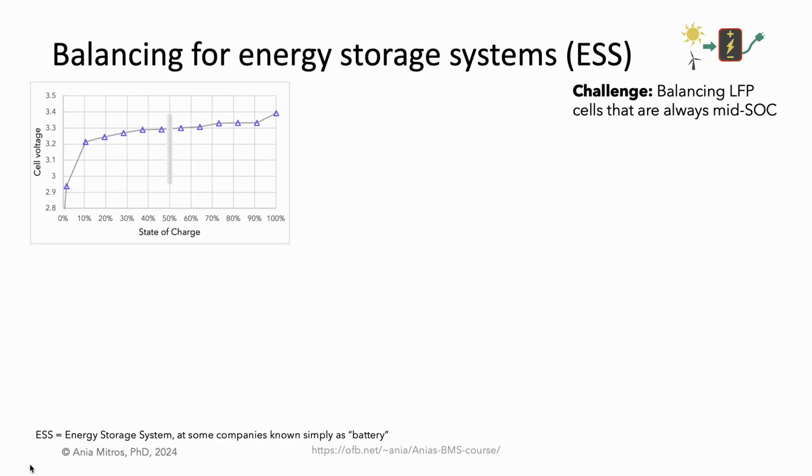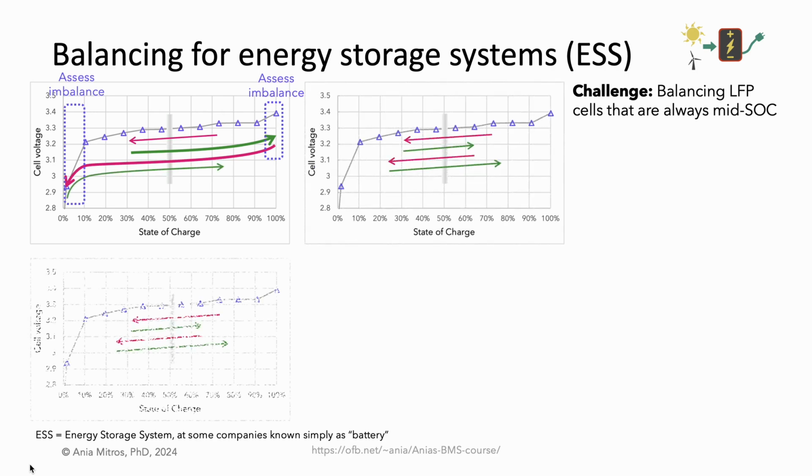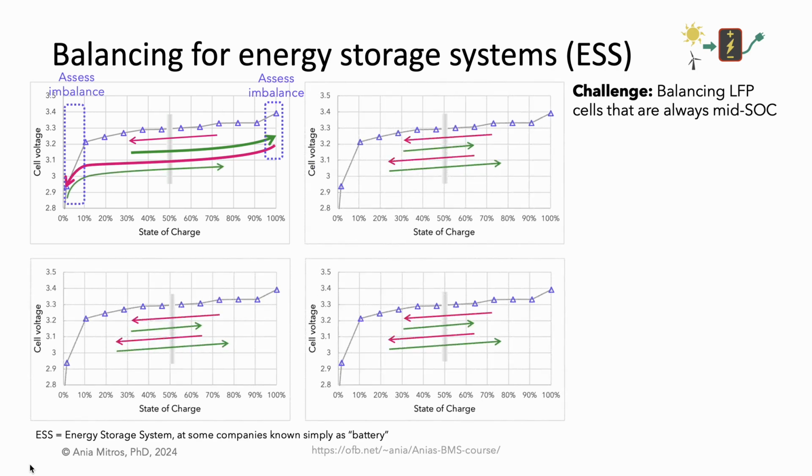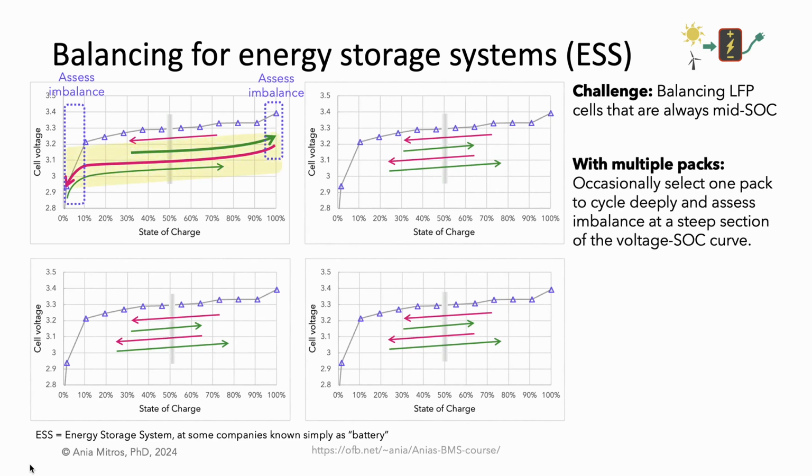A possible solution to keeping an LFP energy storage system pack balanced is to occasionally cycle it deeply and assess imbalance where the voltage SOC curve is steepest. Oftentimes, grid energy storage involves multiple battery packs. In principle, one of the multiple packs can be selected from time to time for deeper cycling.